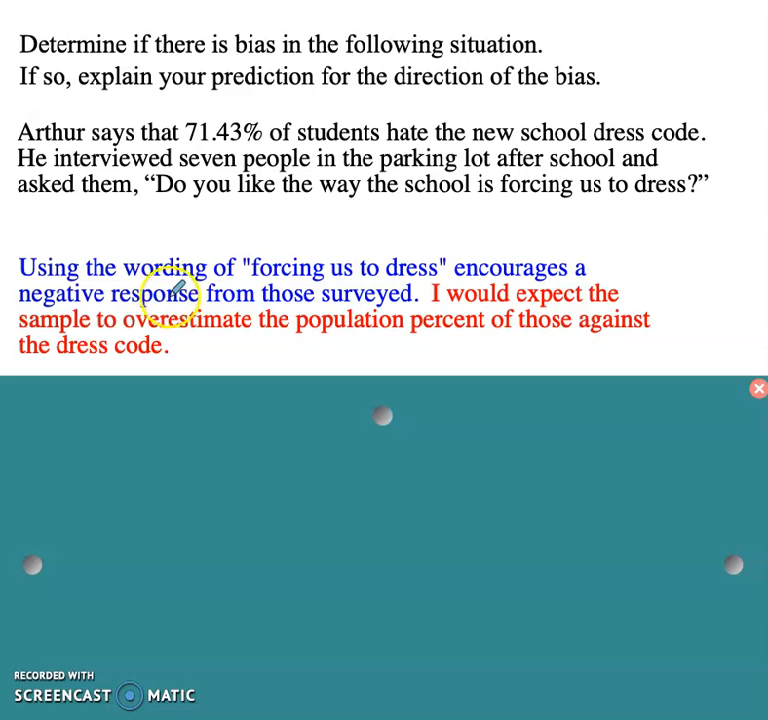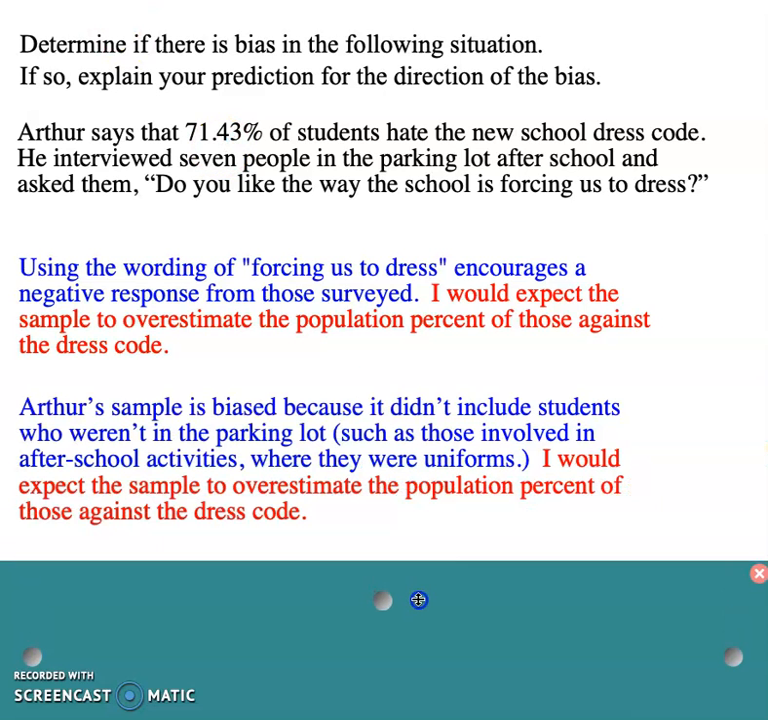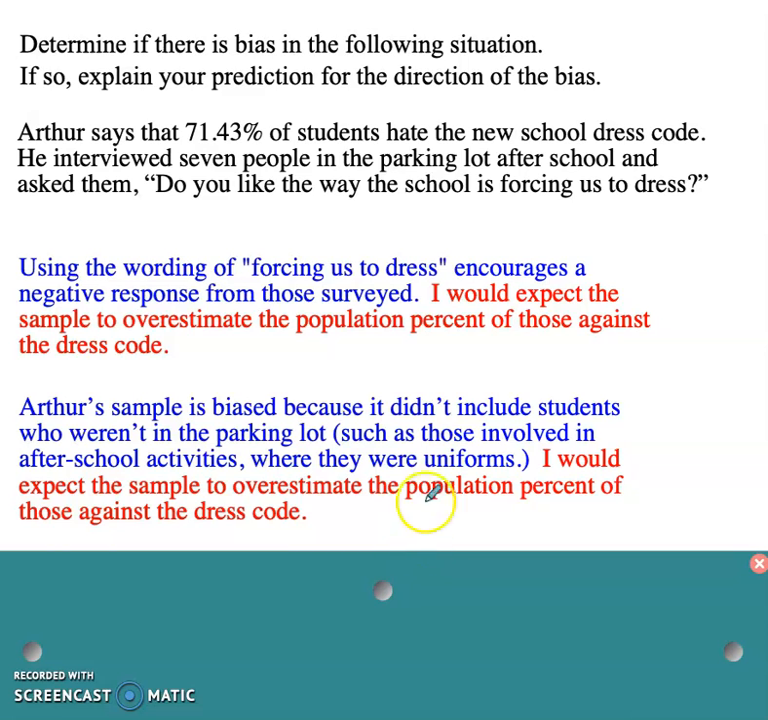Arthur used the words forcing us to dress. I think that would encourage a negative response from those people that he surveyed. Because of that, I would expect the sample to overestimate the population percent against the dress code. Also notice it didn't include some of the students, those people involved in after-school activities, where they oftentimes wear uniforms. Again, I would expect the sample to overestimate the population percent against the dress code.